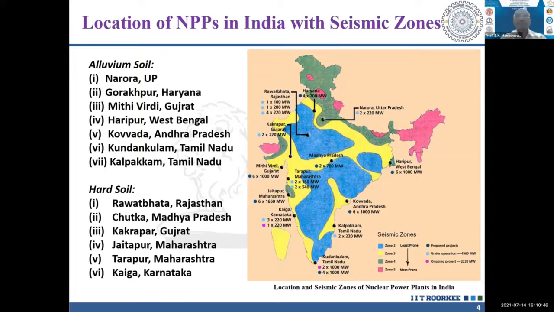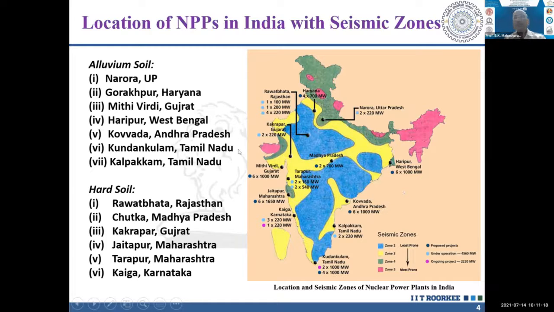I'll share this slide from three perspectives. First is the type of soil conditions. You can see that there are two categories, alluvium soil and hard soil. As far as SSI is considered, those NPPs situated on hard soil may not be significant. But for those nuclear power plants situated on alluvium soil, certainly they are of interest for this research. Now, at the same time, you see the seismic zonation map of the country.